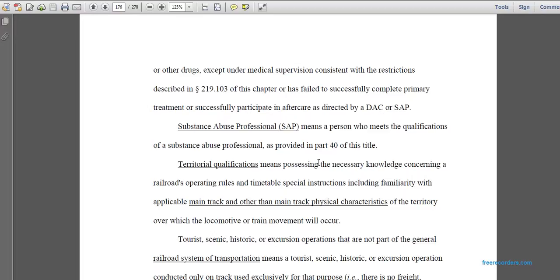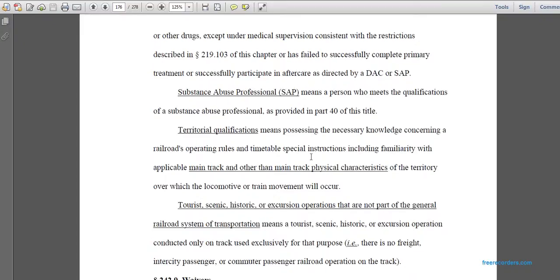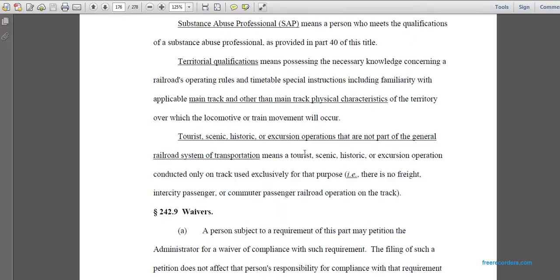Tourist, scenic, historic, or excursion operations that are not part of the general railroad system of transportation means a tourist, scenic, historic, or excursion operation conducted only on track used exclusively for that purpose. There is no freight, intercity passenger, commuter passenger, or other railroad operating on the track.